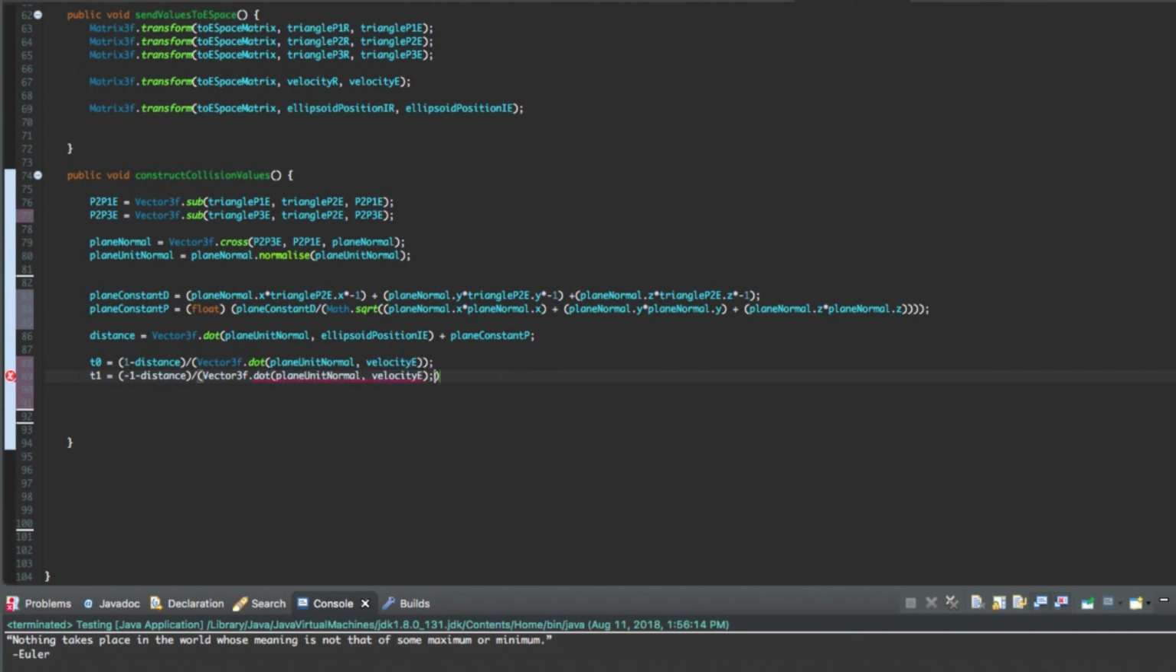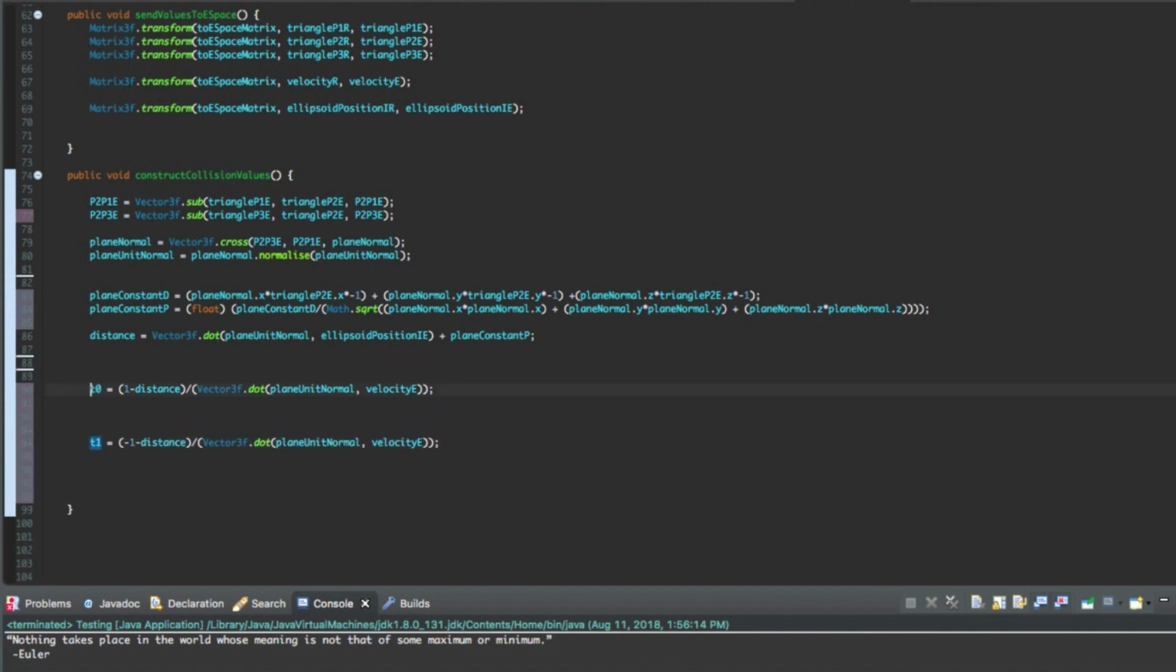So now we want to catch those different cases, and so we'll surround it with a try-catch, and we'll try to catch this illegal argument exception, call it e, and that will occur when the dot product of the plane unit normal and the velocity E is 0, because that's in the denominator. And we'll add that same try-catch to the t1 statement, and if that happens, we'll just say that t0 is equal to 0 and t1 is equal to 1.